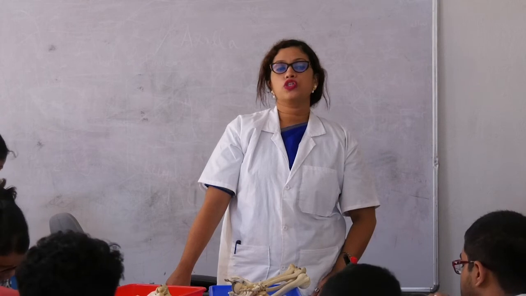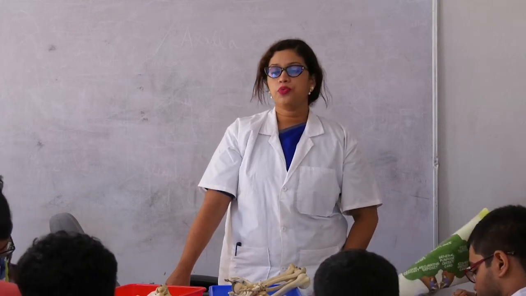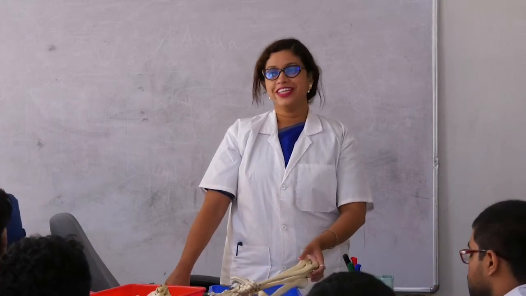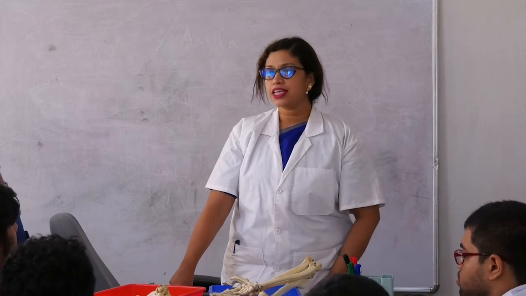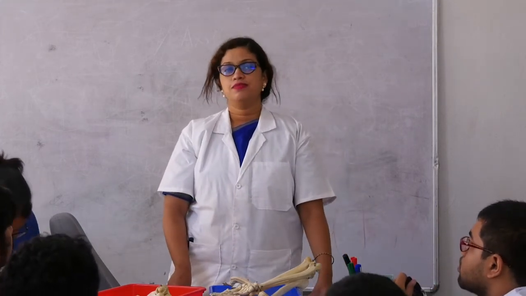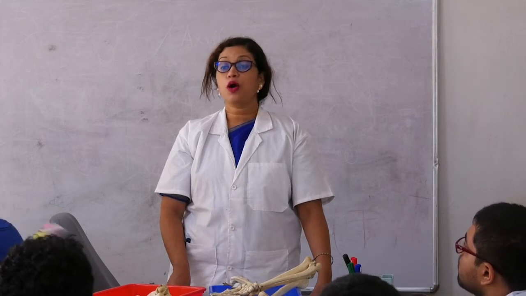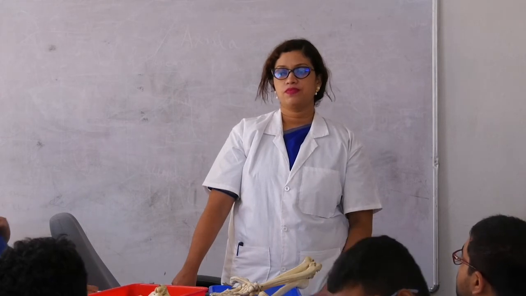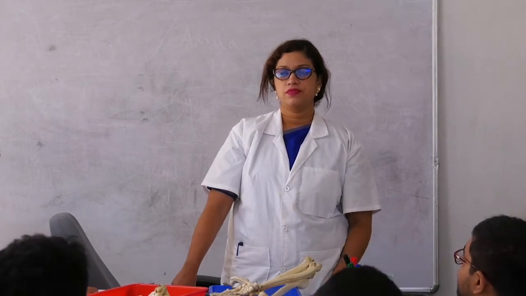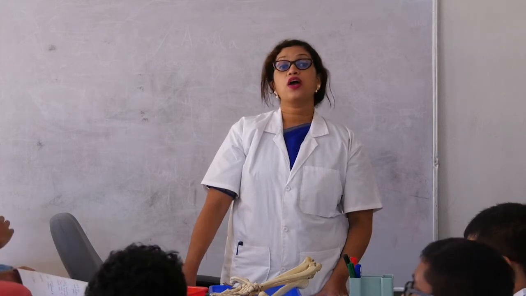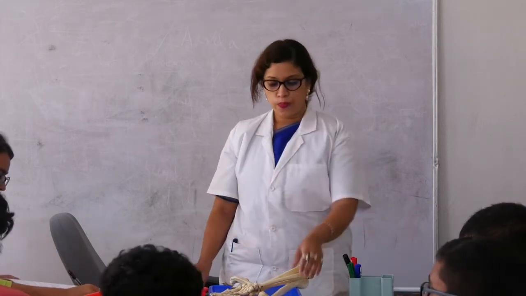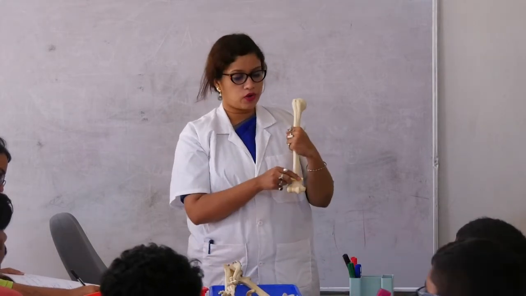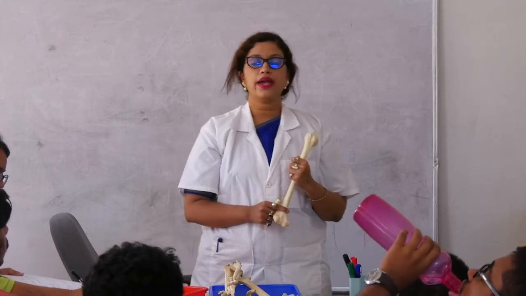So the first thing: the commonest fracture of humerus is the supracondylar fracture of humerus. The fracture will occur over here. Okay, supracondylar fracture.